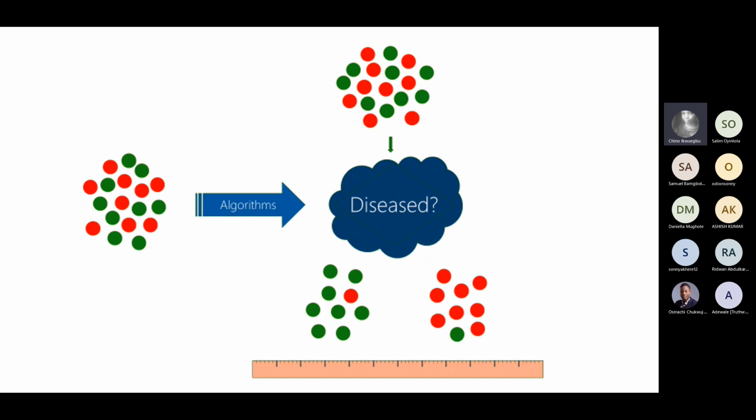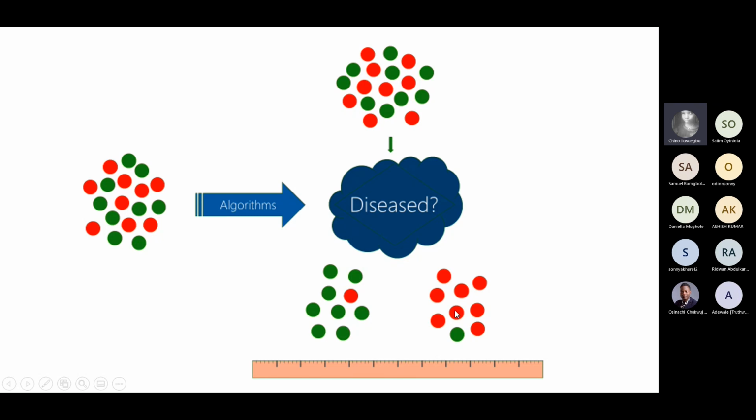Now we have cells. The red indicates a diseased cell, while the green indicates a healthy cell. We trained it using algorithms, and then we gave it a fresh new set of cells to distinguish or classify into diseased and non-diseased. So this was a new set of cells, and this is the already trained set we sent. It classified them into the healthy cells and the diseased cells.